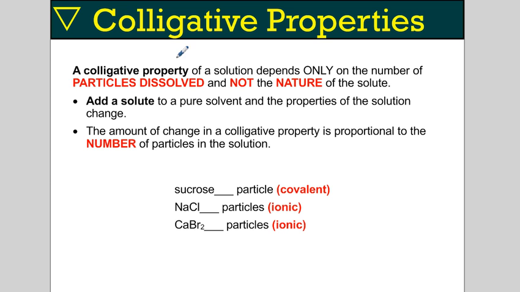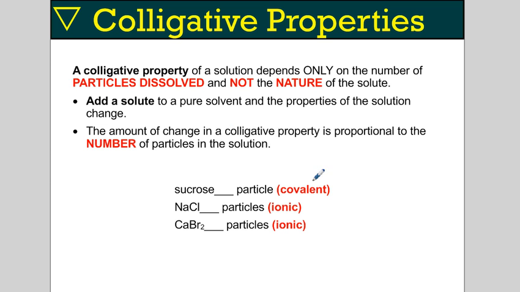The next key idea are the colligative properties of matter. This has to do with solutions because it's directly impacted by what we presently understand in solutions. So a colligative property of a solution depends only on the number of particles dissolved and nothing to do with the nature of the solute. Colligative properties change in response to you adding solute to the system. The amount of change in that colligative property is proportional to the number of particles you add to the solution.